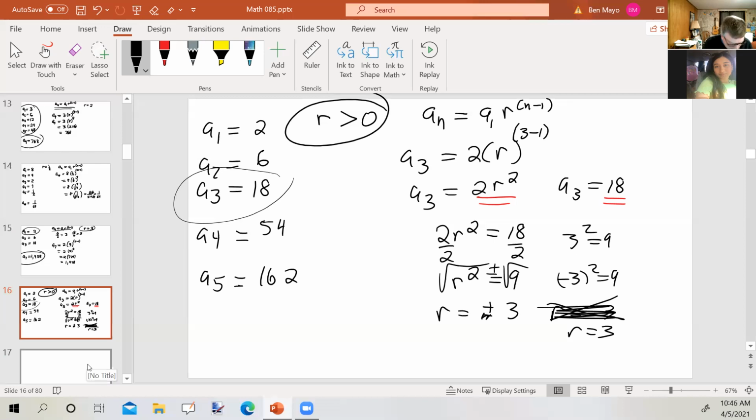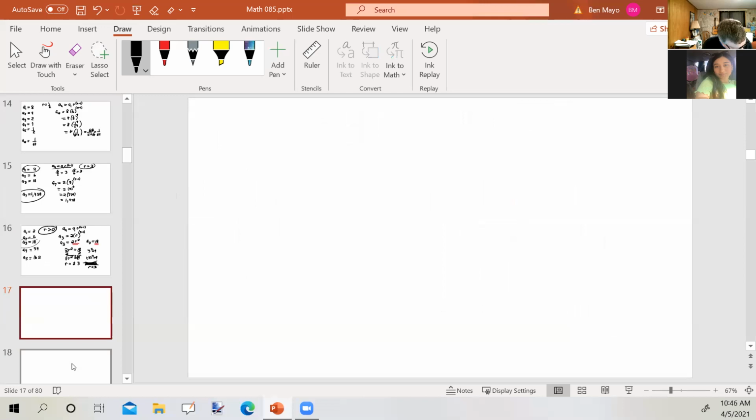Okay, let's take a look at another one. Let's see. Write the first 5 terms of the geometric sequence with the following properties. The first term is 3, and the fourth term is 24. So a sub 1 is 3. A sub 2 we don't know. A sub 3 we don't know. A sub 4 is 24. And again, we're supposed to find the first 5 terms.